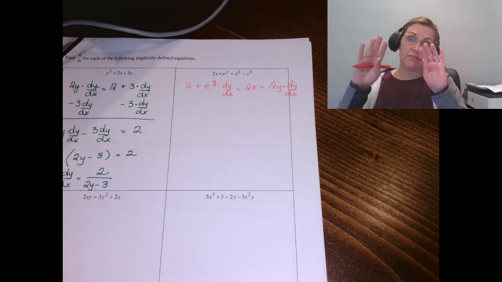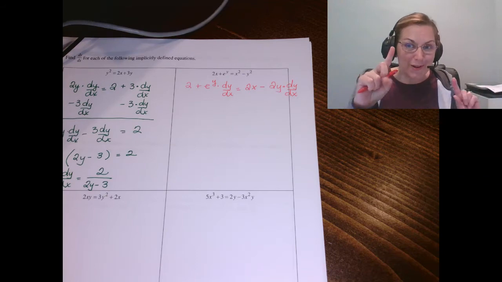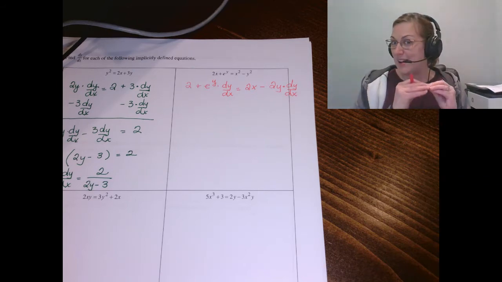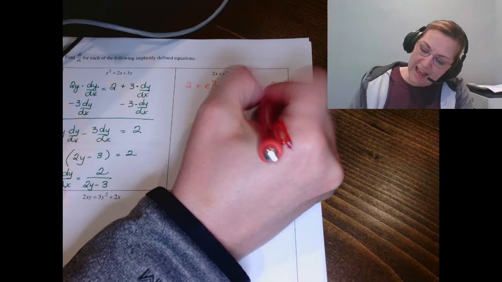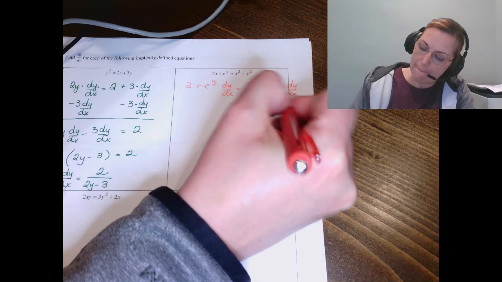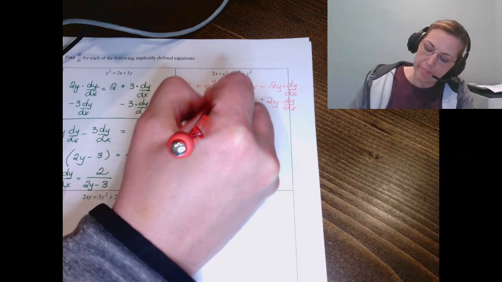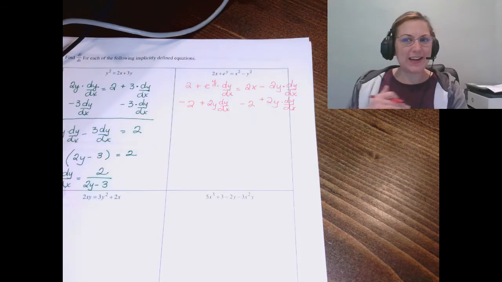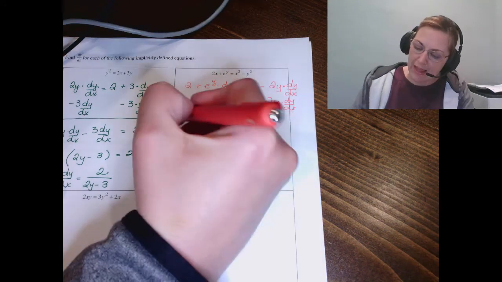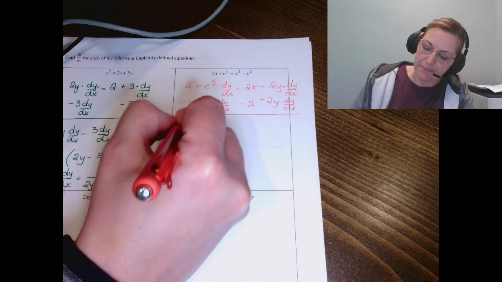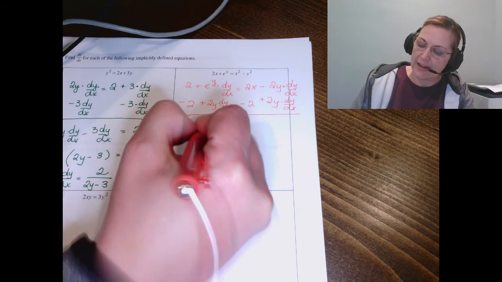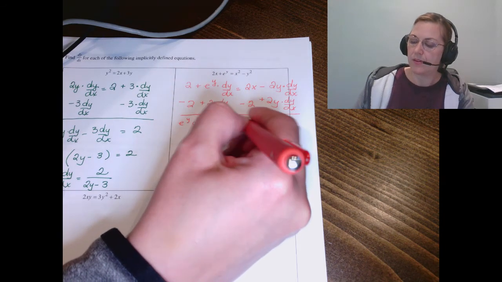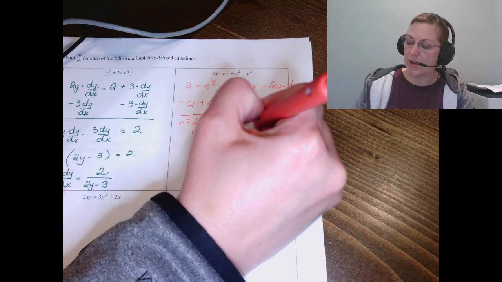Now, let's get all the dy dx's on one side, but also we're going to move the 2 to the other side so that the only things we have on the left are terms that have dy dx with them. So I'm going to add a 2y dy dx. And I'm also going to subtract a 2. Now, I know I can't subtract 2x minus 2. So like before, we get to write them side by side. So I've got an e to the y dy dx plus 2y dy dx. And then over here on the right, I've got a 2x minus 2.